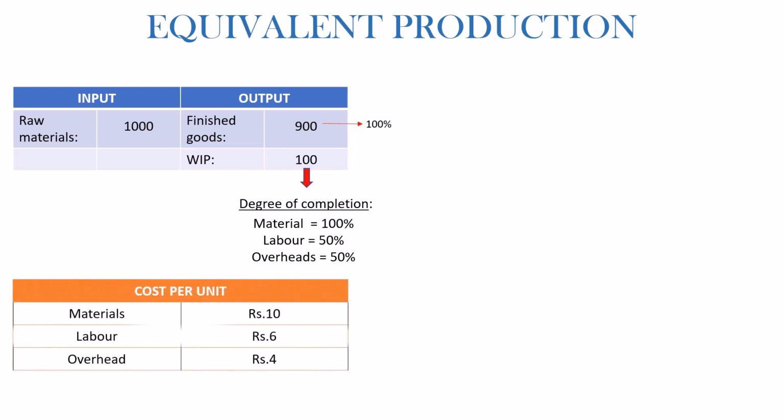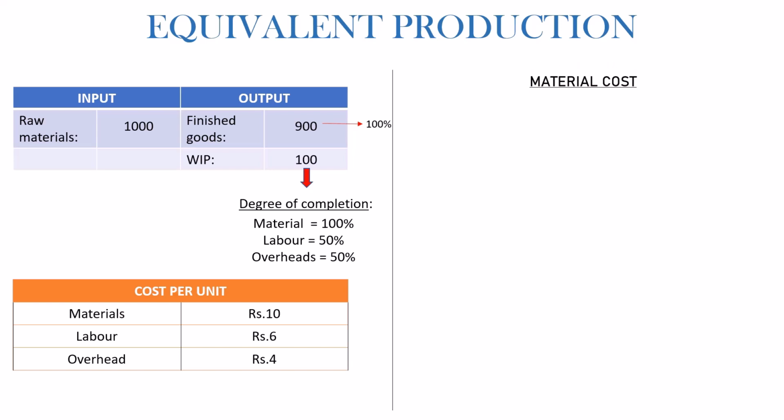Next, we have cost per unit. Materials rupees 10 per unit, labor rupees 6 per unit and overheads rupees 4 per unit. Each part of the process has a separate cost. To better understand this, in our example, it costs rupees 10 to make buttons for one shirt. It costs rupees 6 to stitch buttons for one shirt, or labor cost for one shirt is rupees 6 and so on.